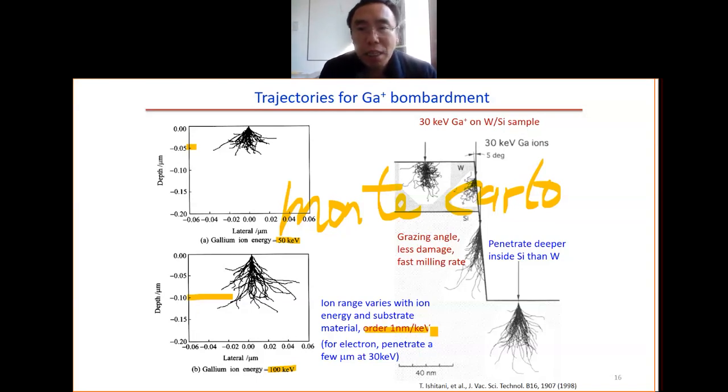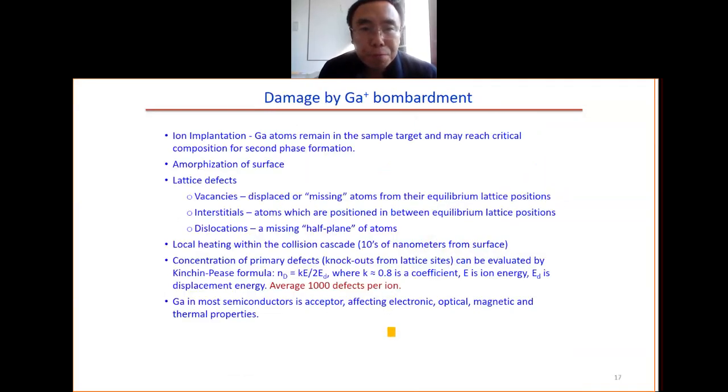This is much smaller than the case of electron beam, because we know the electron beam can go to a few micrometers at 30 keV. But at 30 keV, for the gallium ion beam, it just goes to about 30 nanometer. So we have the gallium ion bombard the surface, and it will cause a lot of damage. It can become ion implantation. When the amount is very high, it can form a second phase of gallium, the gallium phase inside the host material. And it makes the surface amorphous, creating many defects, vacancies, interstitials, dislocations, and also heating.